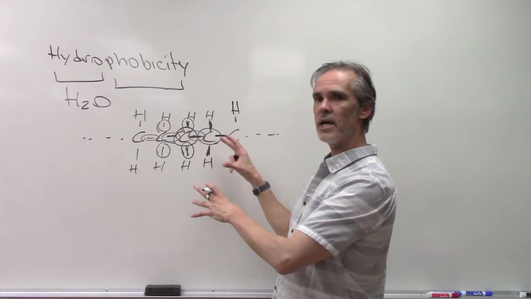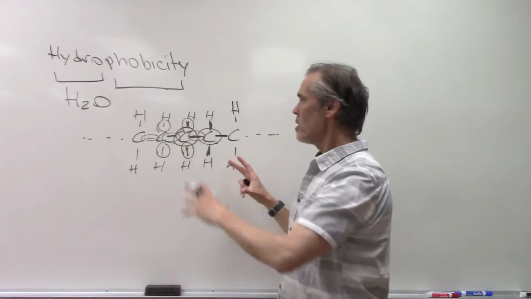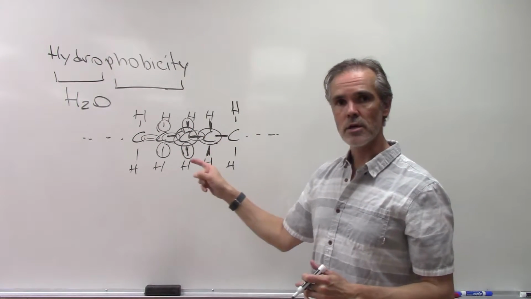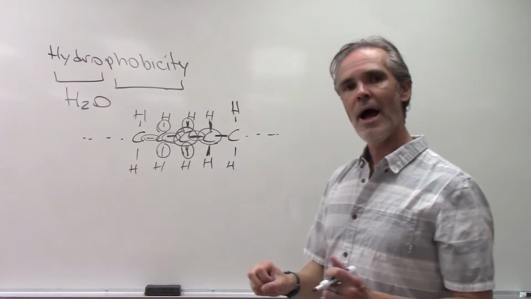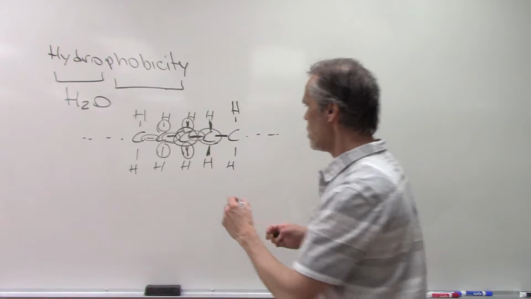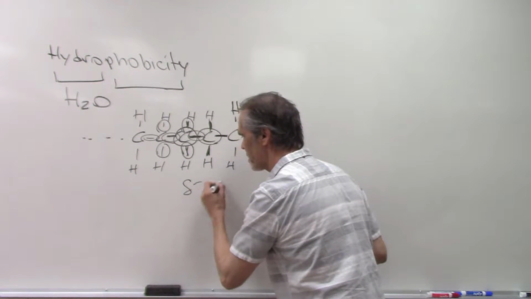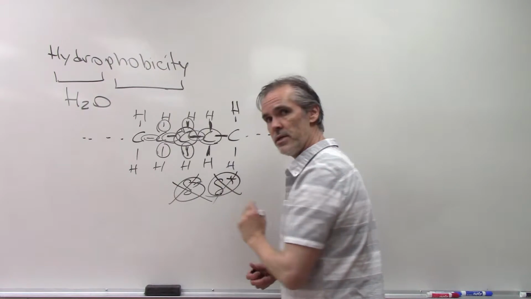So basically, the electrons are distributed equally, so none of these bits and pieces here have any partial charges. There is no delta negative or delta positive. None of that exists right here.